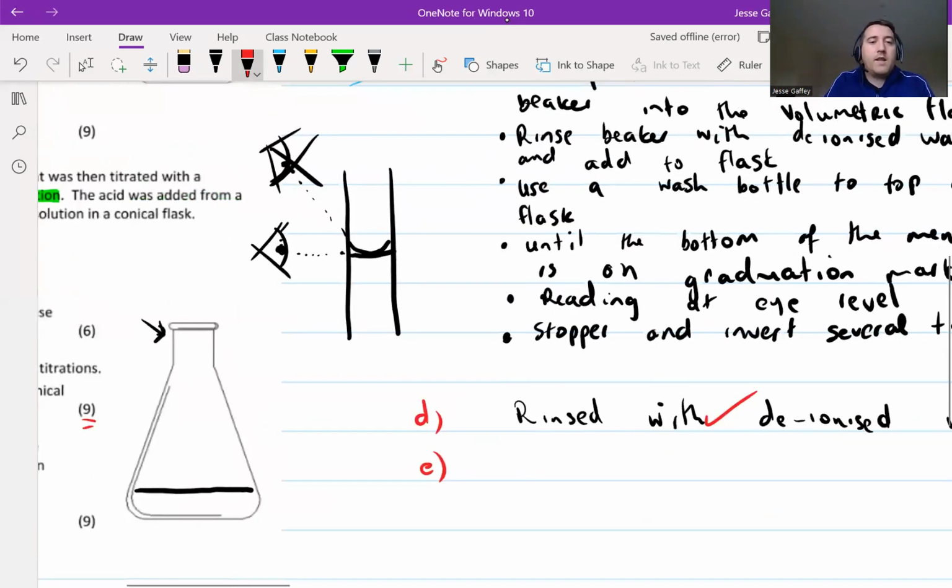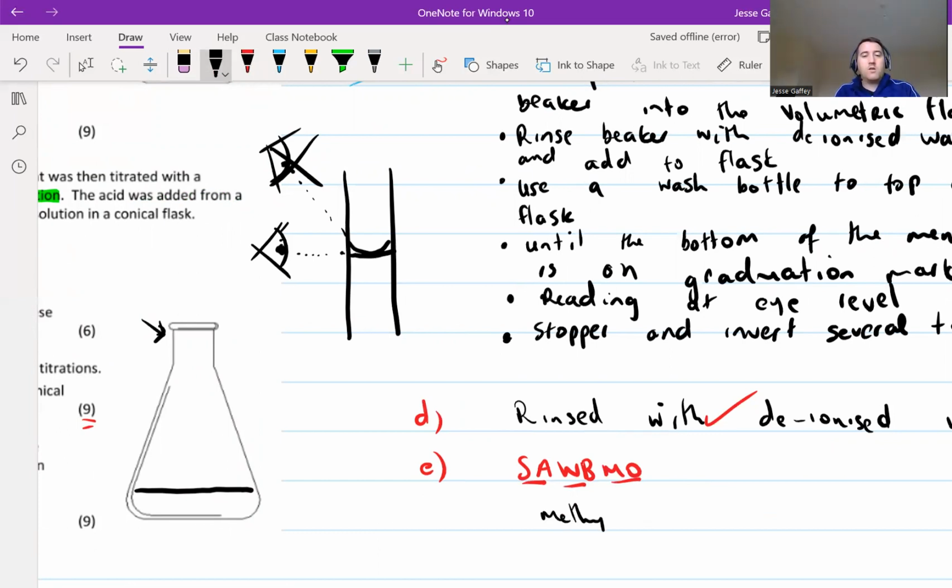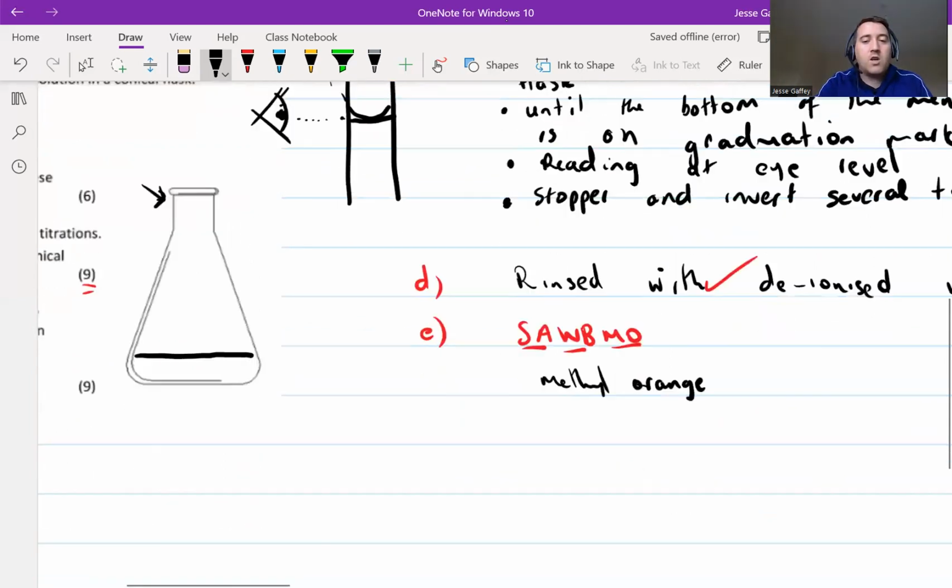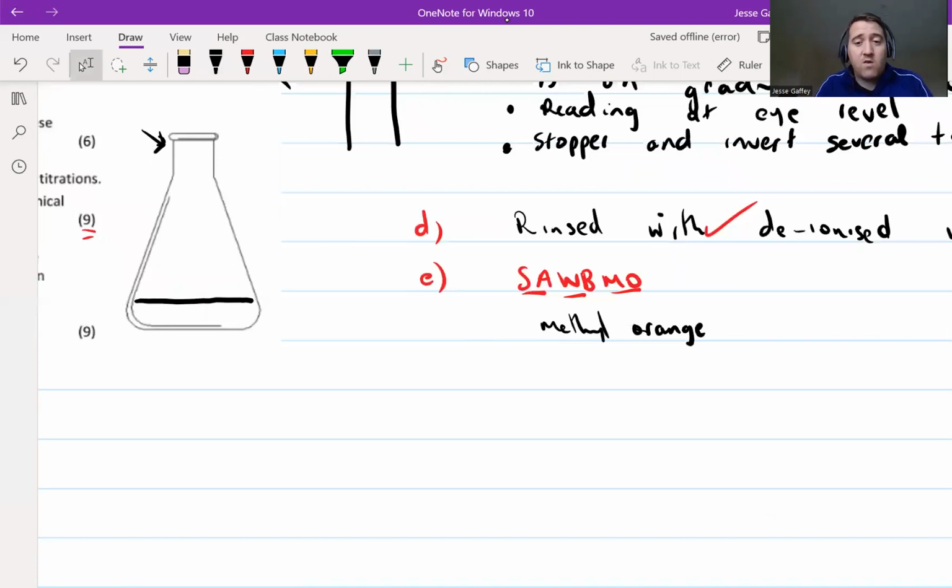All right, so I'm hoping that you know this here, SAWB-MO. Most of my students know this because I tell it to them. What does it stand for? Strong acid, weak base, methyl orange. Okay, so the indicator here is methyl orange. You get 3 marks for that. And what is the color change? So if you couldn't remember which indicator it was, now that it's methyl orange, what would the color change be? Well, methyl orange is yellow in a base and red in an acid.